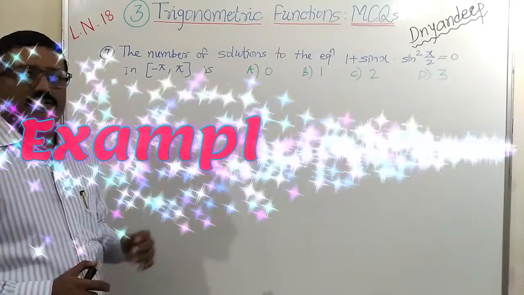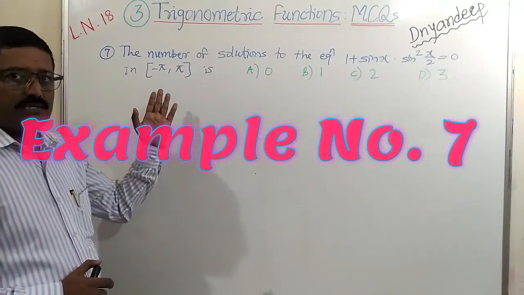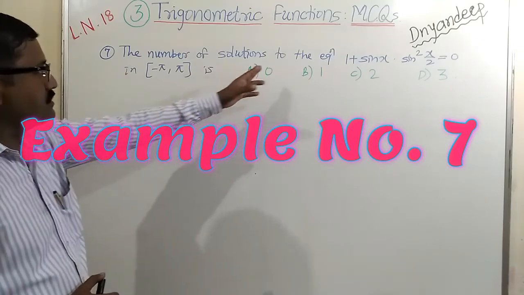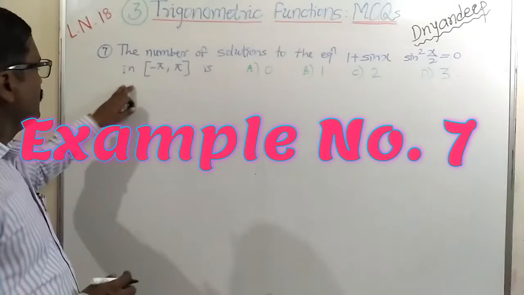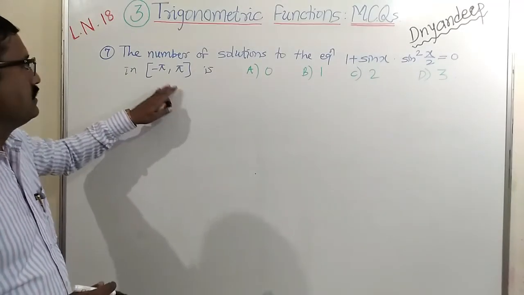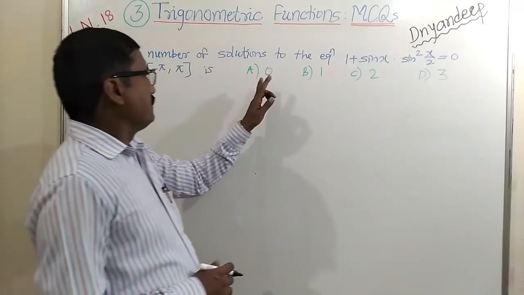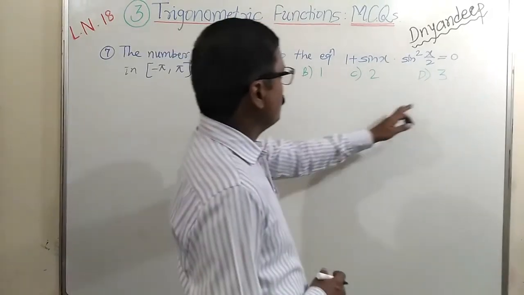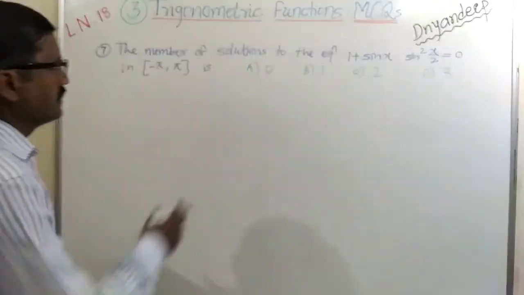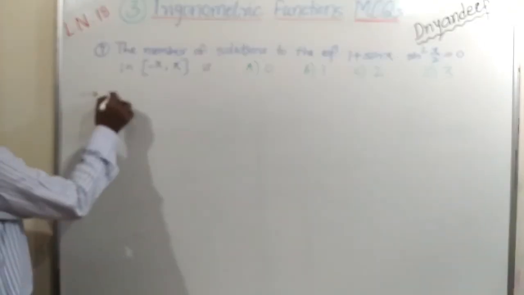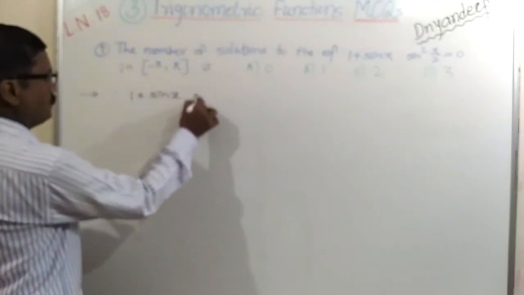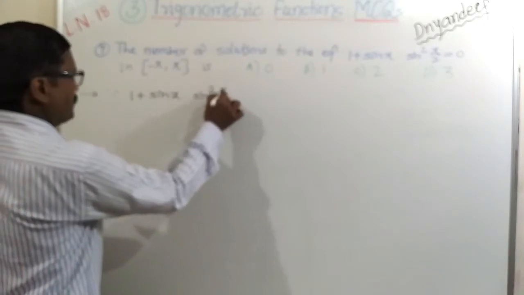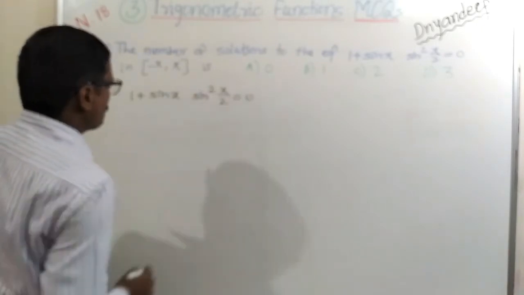Okay. Now see example number 7. The number of solutions to the equation (1 + sin x) sin²(x/2) = 0 in the closed interval [-π, π] is, options are 0, 1, 2, 3. So let's start with the given equation, (1 + sin x) sin²(x/2) = 0.